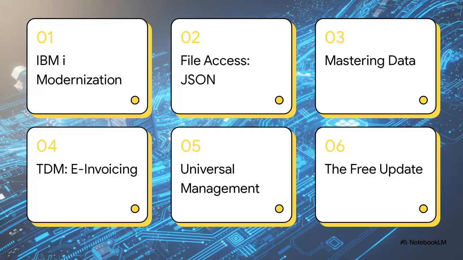Here is exactly how we're going to break things down today. We'll kick things off with IBM i modernization, then we'll dive right into JSON and web services in File Access. After that, we'll look at mastering complex data, shift gears to Transfer Data for e-invoicing, touch on universal management, and finally wrap up with the free update.